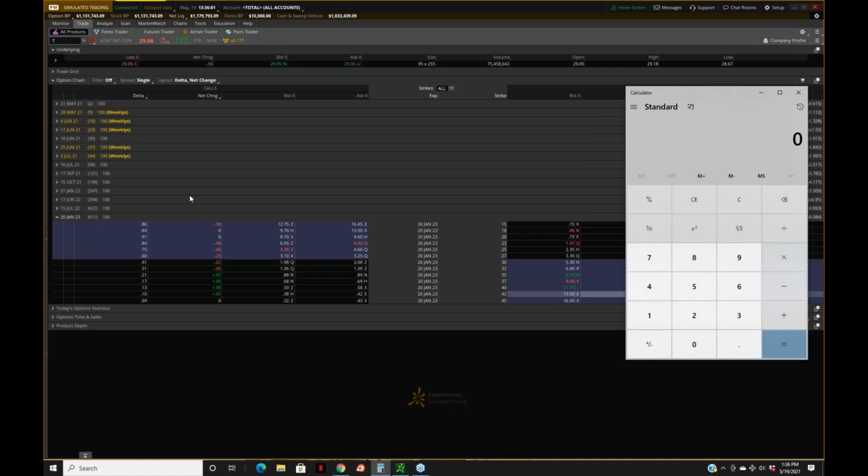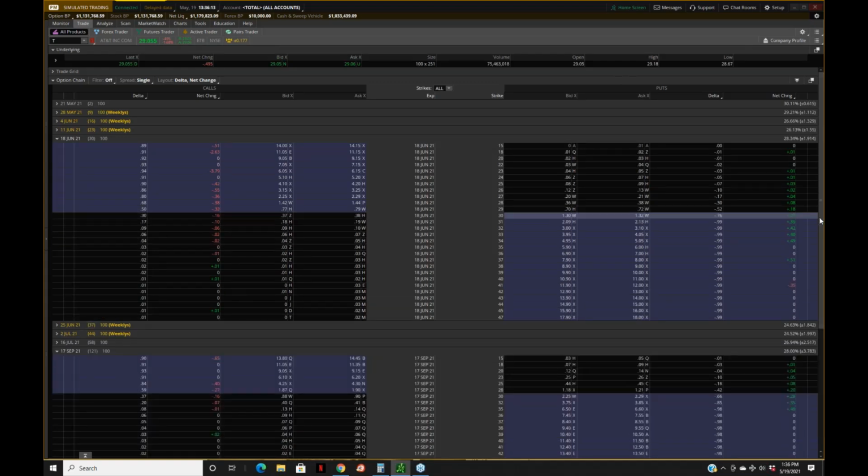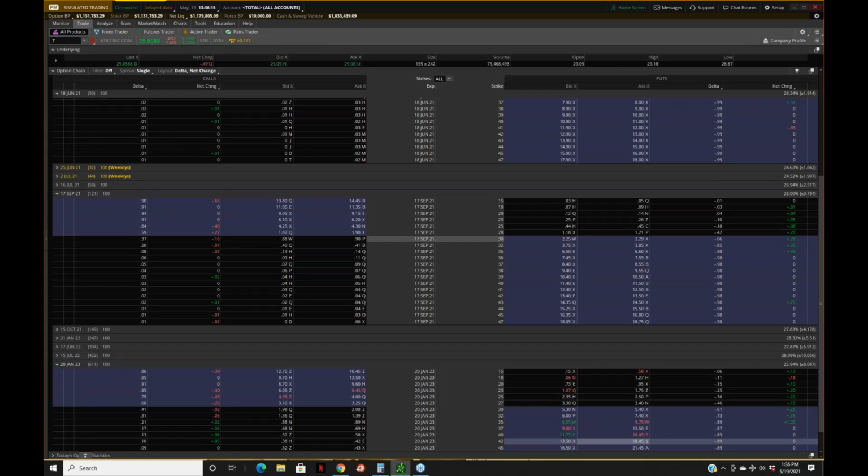Well, if we look at the short June trade, you can sell the $30 puts for 38 cents. If we go to September, we can sell $30 calls for 88 cents. And that's only 121 days, not a year.